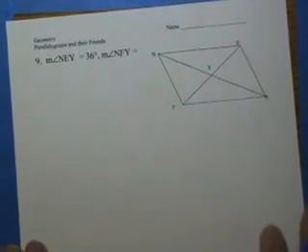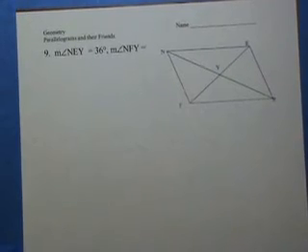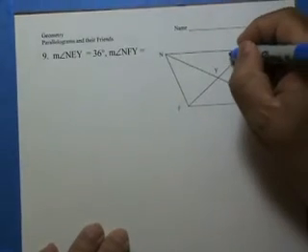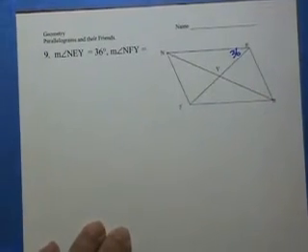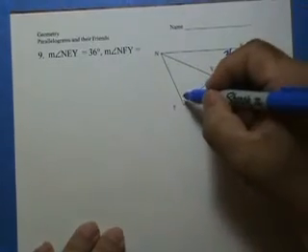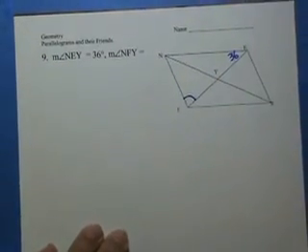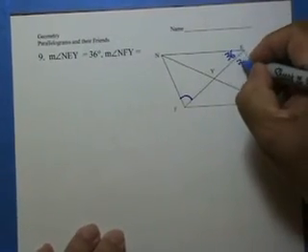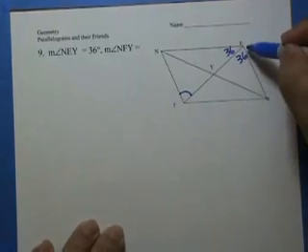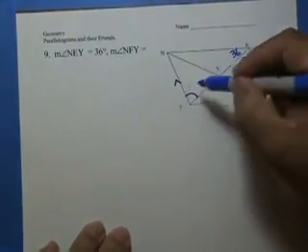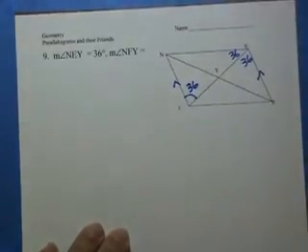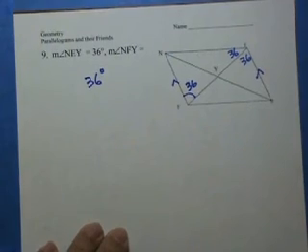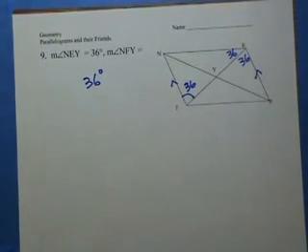Number 9. This time, we're given measure of angle NEY. That's this one over here. And we're asked about measure of angle NFY. That's this one. Okay. This is similar to number 7. If this is 36, this is 36. These 2 sides are parallel. Alternate interior angles. That's 36. So, number 9, measure of angle NFY is 36 degrees. That's the rhombus question.